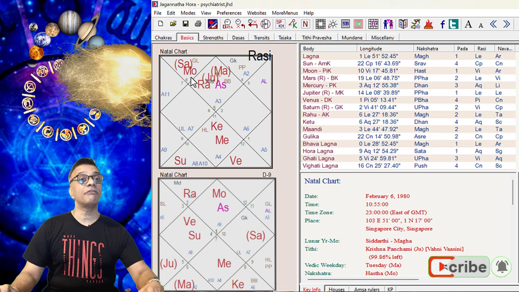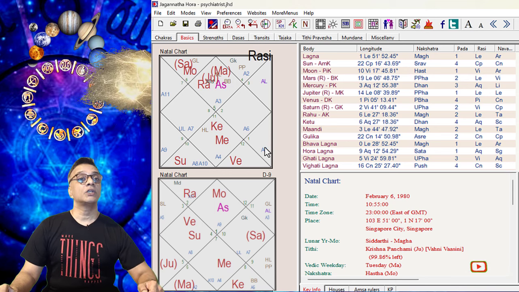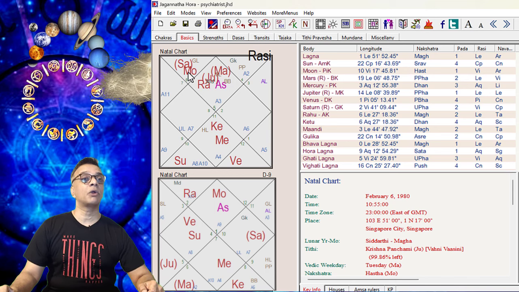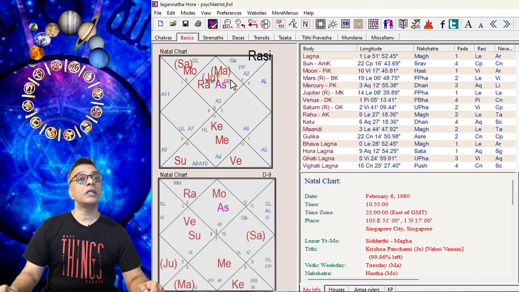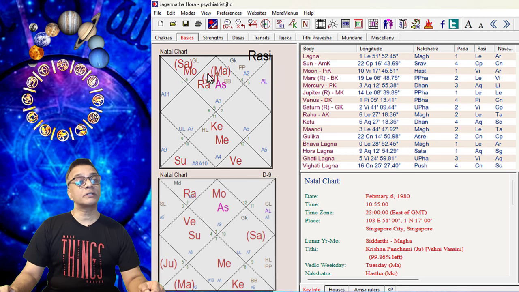The other thing is her Venus is in exaltation in the Pisces sign. So she gets exalted results post her marriage and she goes abroad to be with her husband, and she is a psychiatrist, a clinical psychiatrist, and she practices.